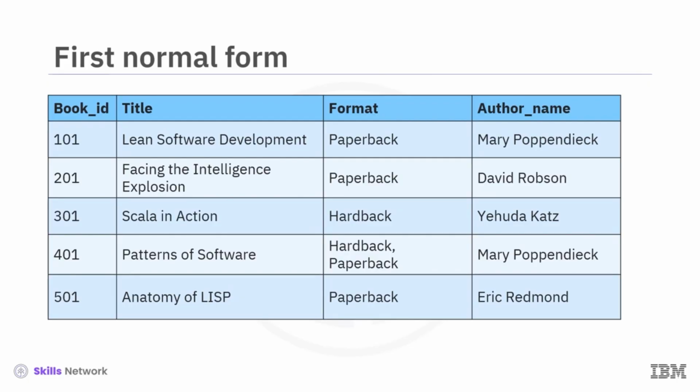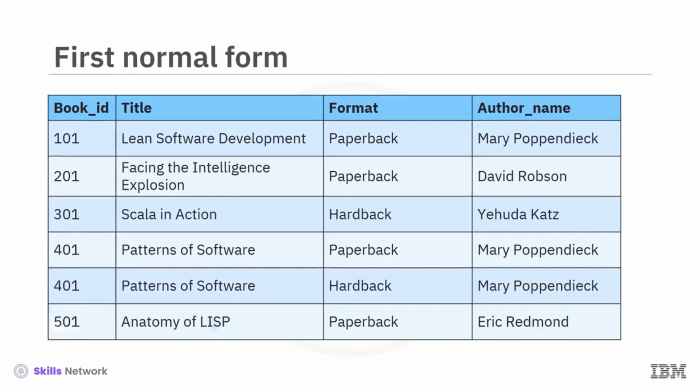To adhere to the requirements of the first normal form, it is essential that each cell contains a singular value rather than a list. In this example, you can observe that all variations of a book's format are recorded within the same cell. To normalize this table, you can add an extra row and split the two formats of Patterns and Software into their own row. So now you have a row for the paperback version and a row for the hardback version. Each cell in the table now has only one entry, and so the table is in the first normal form.